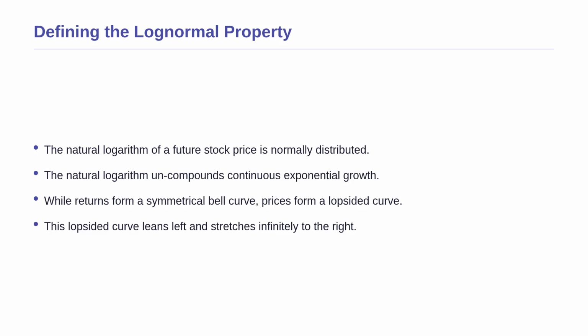This brings us to the log-normal property. Since we cannot use a normal distribution for the actual dollar prices, we need a different shape. The log-normal property formally states that the natural logarithm of a future stock price is normally distributed. The natural logarithm is simply a mathematical tool used to uncompound continuous growth. When we say a variable is log-normally distributed, we mean that if you take the natural logarithm of all its possible values, those new values will form a perfect bell curve. The actual stock prices form a lopsided curve that leans to the left and stretches far to the right.